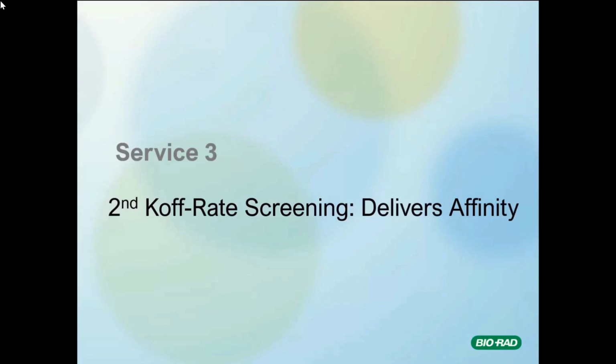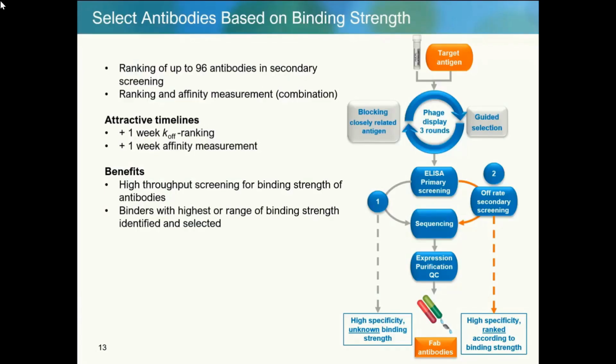Our secondary K-off rate screening service delivers high affinity. As the name indicates, the secondary K-off rate screening comes after the primary screening in the antibody generation process. The screening is a high throughput off-rate ranking process using BLI and the OTTEC instrument, with antibody Fab containing crude E. coli lysates. The off-rate was chosen because the off-rate is concentration independent and can be applied to lysates in which the antibody concentration is not known.